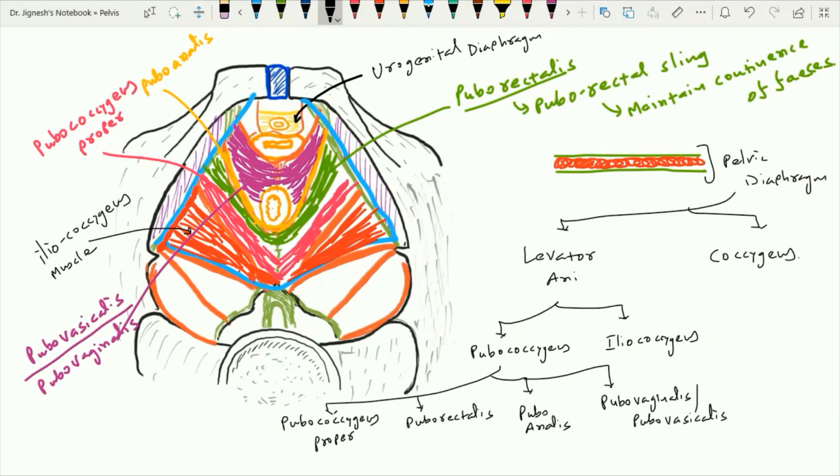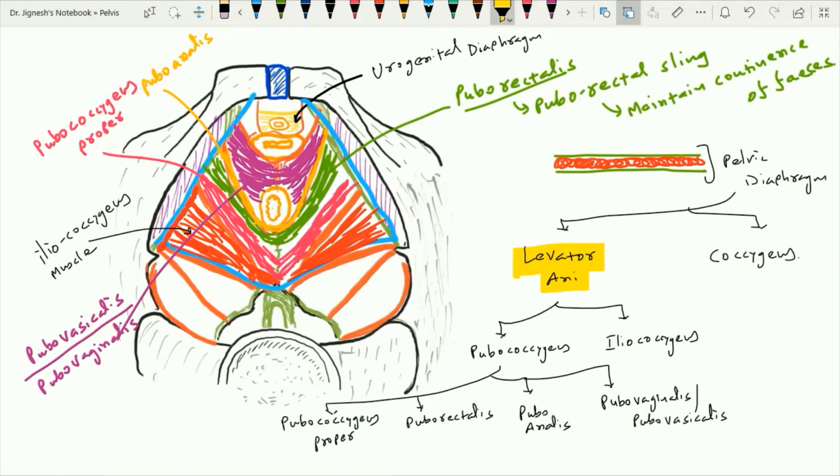And the iliococcygeus muscle is also part of the levator ani muscle. So we can say the levator ani muscle forms the anterior two-thirds of the muscular sheath of this pelvic diaphragm, and most of it is formed by the pubococcygeus only.